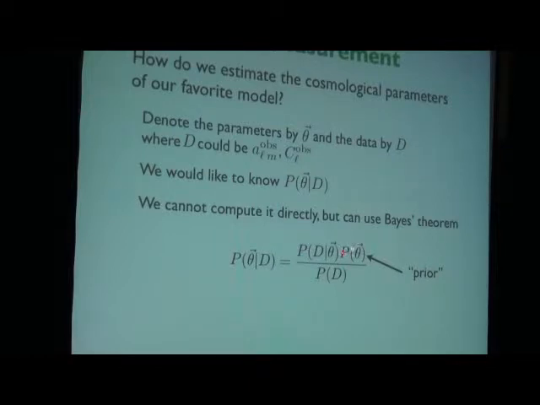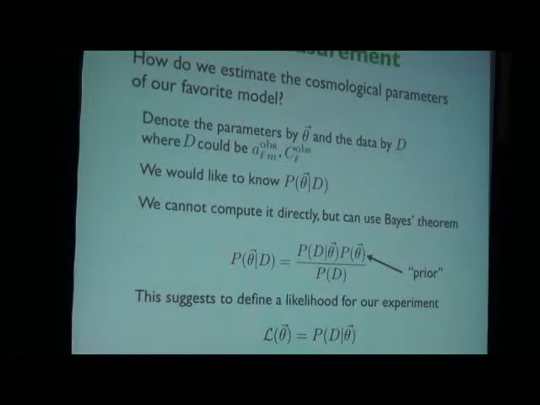So we don't typically know this. We might have prior knowledge about this from a previous experiment, so it's called a prior. But this is something that, in any given theory, we should be able to compute. If you understand your theory, you should be able to tell me the probability for finding a given realization of the data. Because you can compute it, and it's closely related to what you're interested in, this suggests defining a likelihood for the experiment.